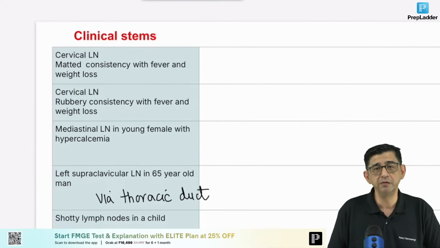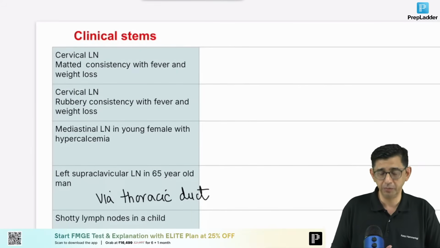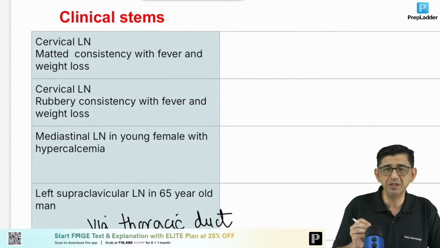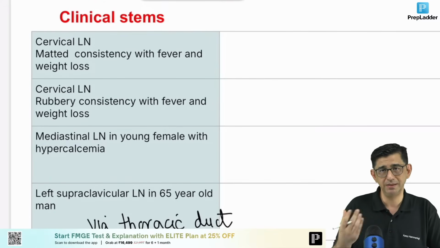Now over and above this, what I also want to bring to your notice from the clinical stem perspective is that the lymph nodes in TB tend to stick to each other. They tend to have a matted consistency. They'll stick to each other.